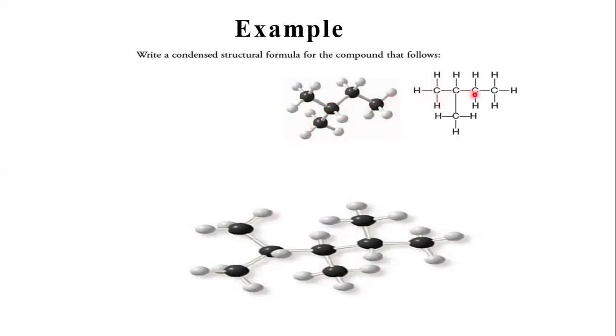1, 2, 3, 4. That's our longest chain. So this is the methyl group. So that's 2-methylbutane. So the first structure is 2-methylbutane. So how do we write the condensed formula for this structure?